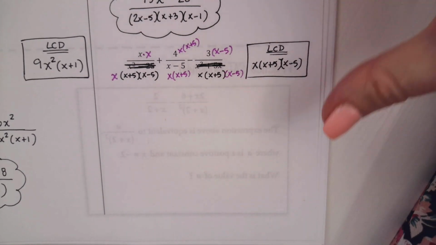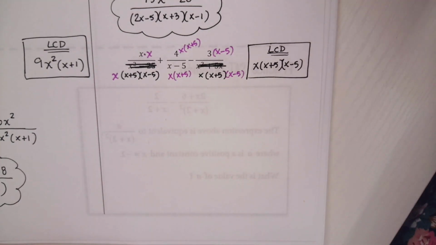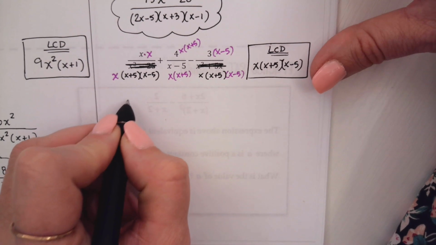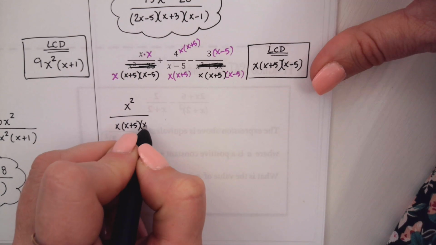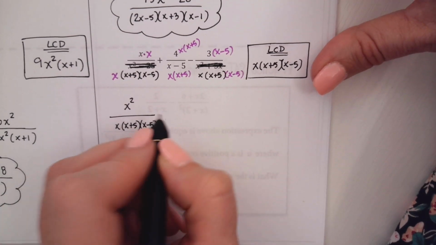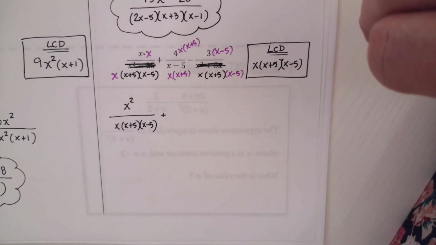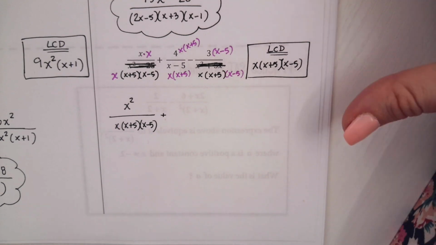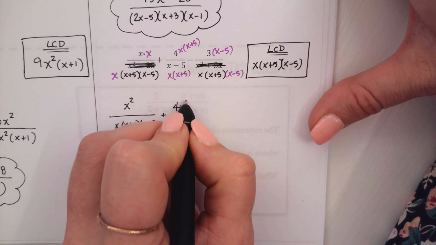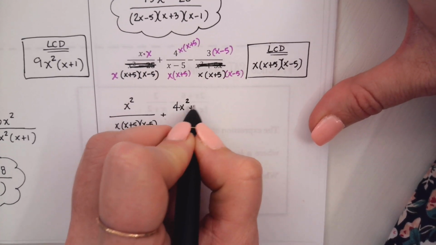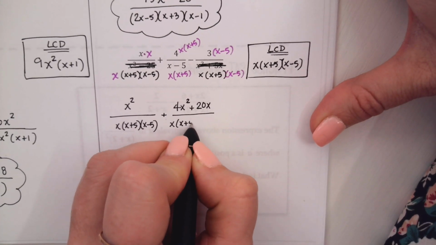Alright. And then simplifying my numerators, what's my first new and improved numerator? x squared over 4x times x plus 5 times x minus 5. This one actually wouldn't be too hard to FOIL out the denominator, but you don't have to. Second one: 4x squared plus 20x. Good job, Dana. Because 4x times x would be 4x squared, 4x times 5 would be 20x. And then the denominator is just going to stay the same.